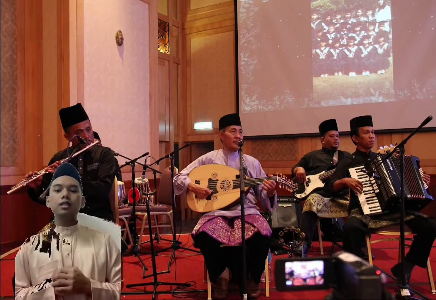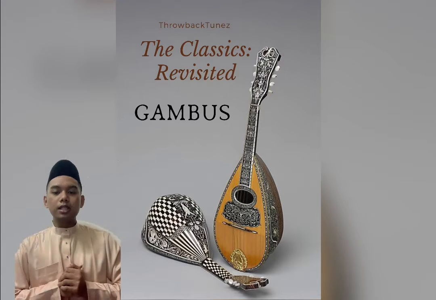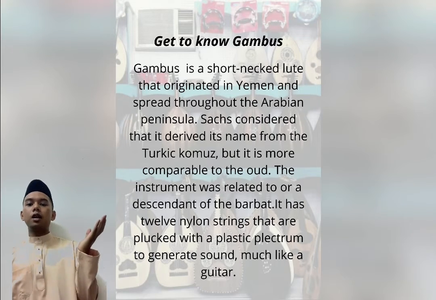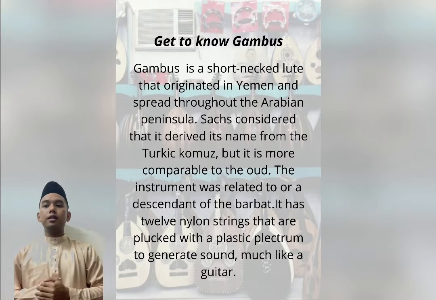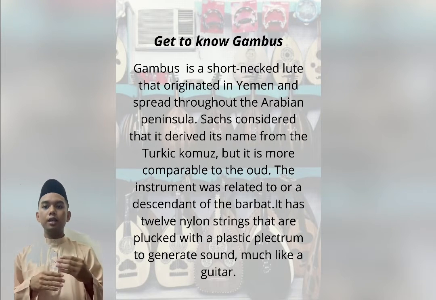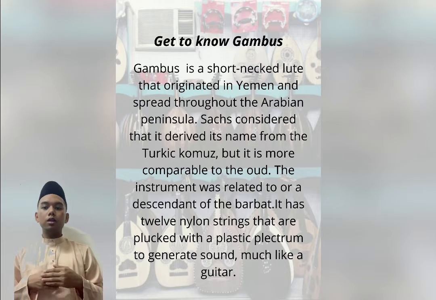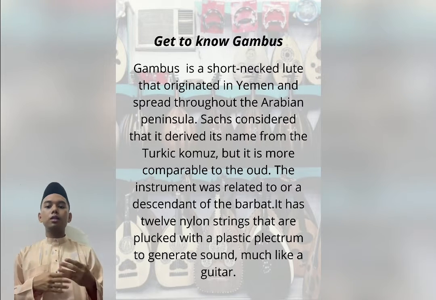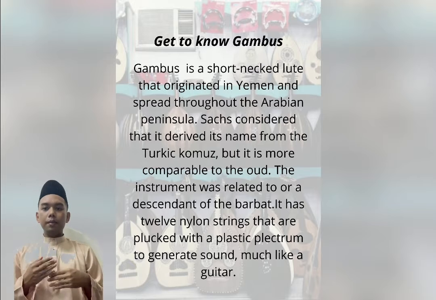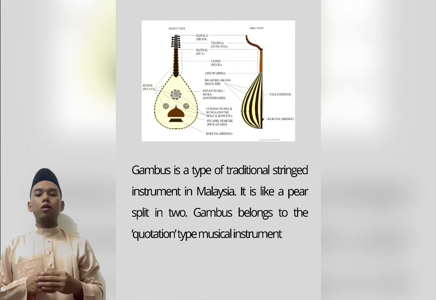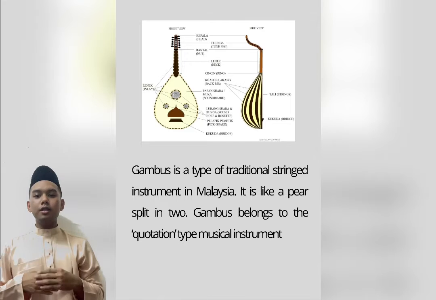Today, the first is my ebook. This is my cover page, and this is some information about Gambus. As you can see, Gambus is a short neck lute that originated in Yemen and spread throughout the Arabian Peninsula. So, the Gambus comes from the Arabian Peninsula. And this one is a type of Gambus instrument in traditional Malaysian music.